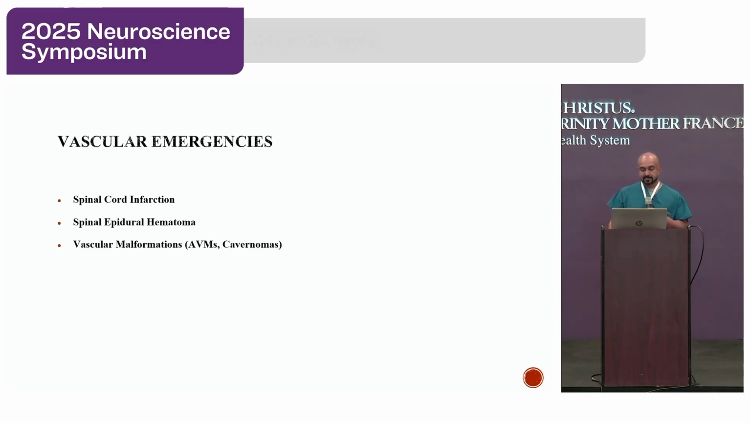All right, so the next emergency is the vascular emergencies of the spinal cord, vascular etiologies. These are spinal cord infarctions, spinal epidural hematomas, which you can call vascular because it's bleeding from the vessels, right? Vascular malformations, AVMs, and cavernomas, which Dr. Welch talked about. I don't want to go too much into it.